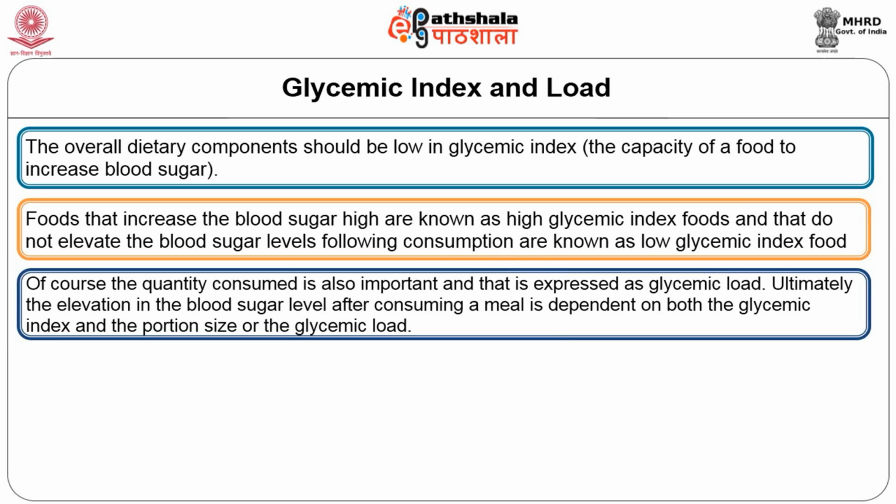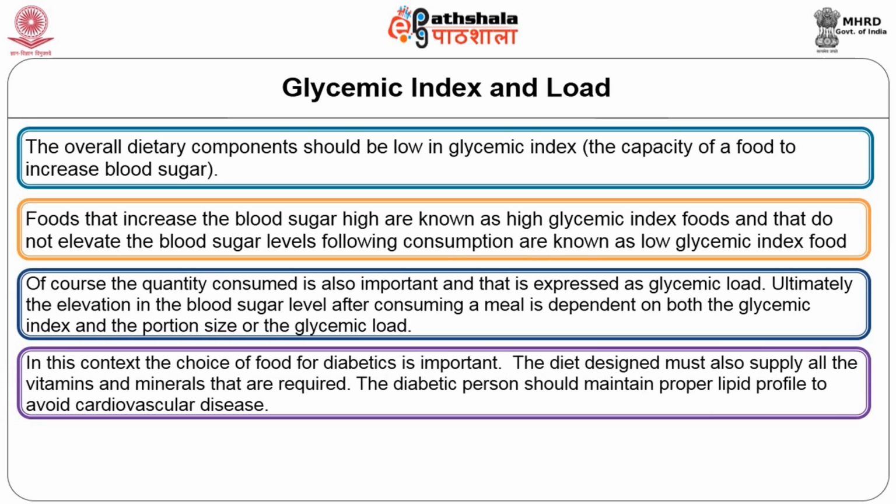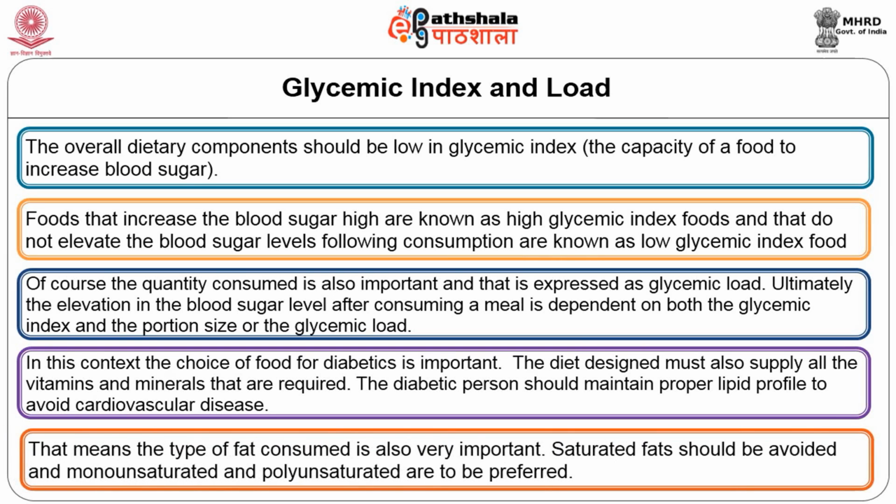Ultimately, the elevation in the blood sugar level after consuming a meal depends on all these aspects, and a very important aspect not related to the diet is the physical activity itself. That is also very important, and every diabetic should follow at least 20 to 30 minutes of simple exercise to keep himself fit. A diabetic person should also maintain a proper lipid profile to avoid cardiovascular disease, which is also a risk factor in the case of diabetes. That means the type of fat that a diabetic consumes is very important. He should essentially avoid saturated fat and take fats that are monounsaturated and polyunsaturated.